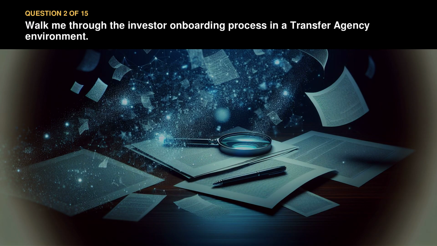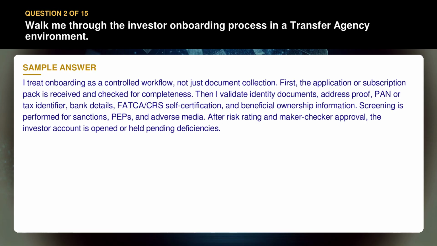Question 2. Walk me through the investor onboarding process in a transfer agency environment. I treat onboarding as a controlled workflow, not just document collection. First, the application or subscription pack is received and checked for completeness. Then, I validate identity documents, address proof, PAN or tax identifier, bank details, FATCA self-certification, and beneficial ownership information. Screening is performed for sanctions, PEPs, and adverse media. After risk rating and maker-checker approval, the investor account is opened or held pending deficiencies.